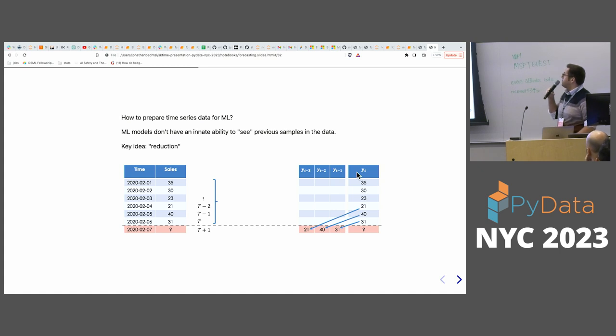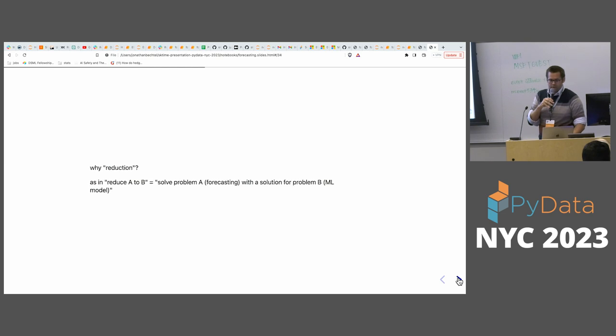So in the case of reduction for forecasting, this is time series data over here on the left. A machine learning model isn't necessarily going to have recognition of these previously occurring values. So what you actually have to do is reconstruct your data so that it looks like this. The previous values exist as their own independent columns, and you use this as input to basically predict what y is. So this is the reduction that's happening with SKTime, and you can set this up with a single function call. So let's take a look.